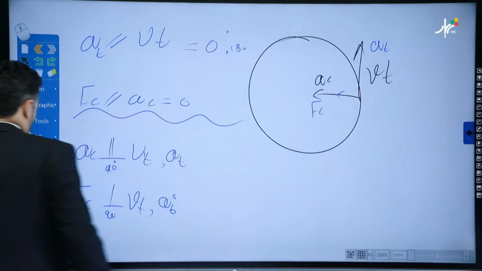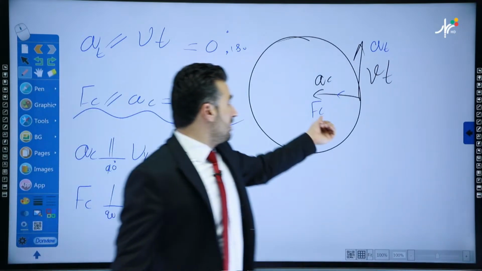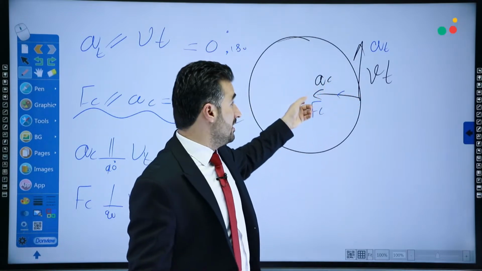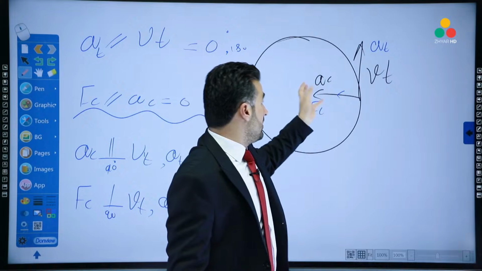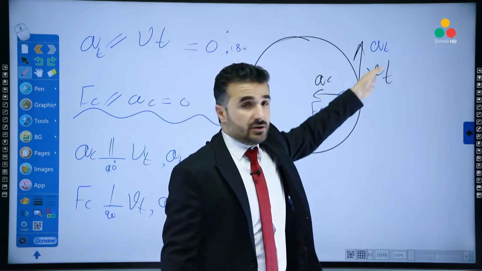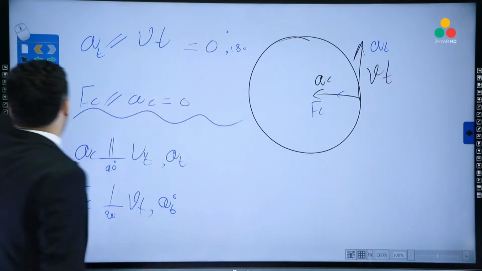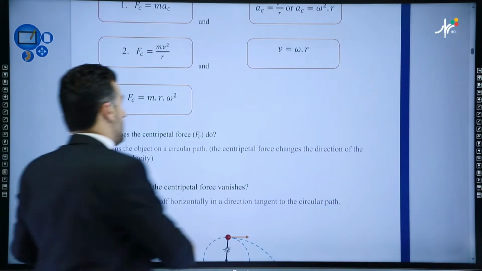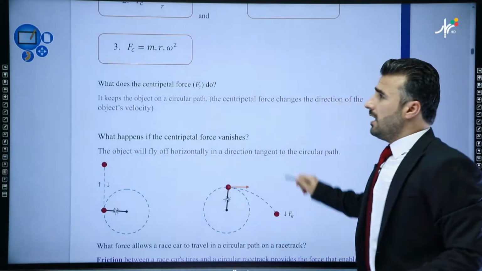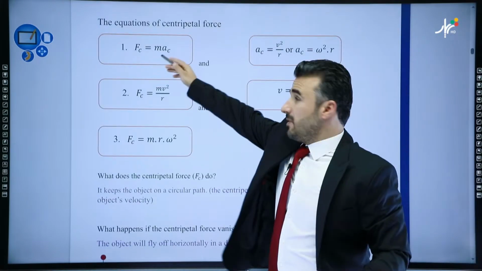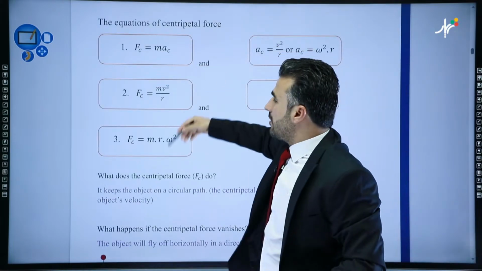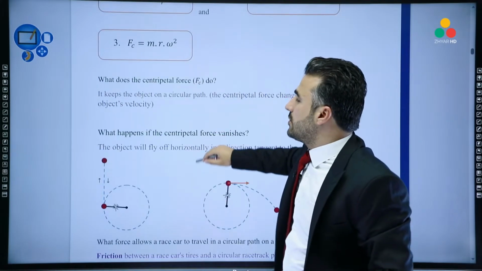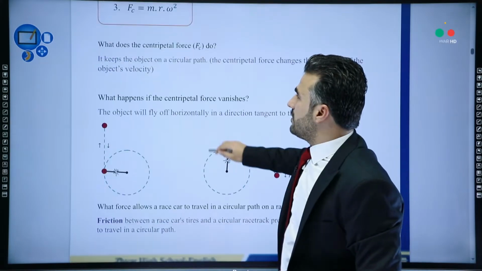But just remember this, that the centripetal force and centripetal acceleration are both directed towards the center of the circle, and these two would be perpendicular to the tangential speed. Okay, so we did talk about these. Now we did say this is the main equation. Basically we can substitute these values into the equation, we get this, and then of course the other equation that we talked about as well, which we said you're unlikely to use.